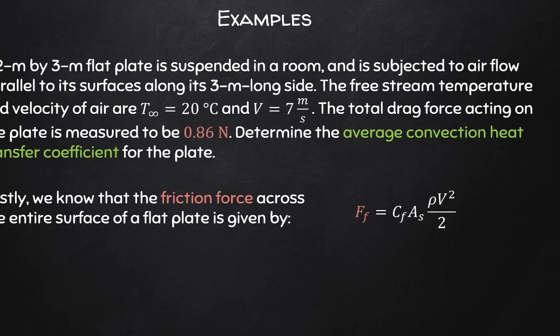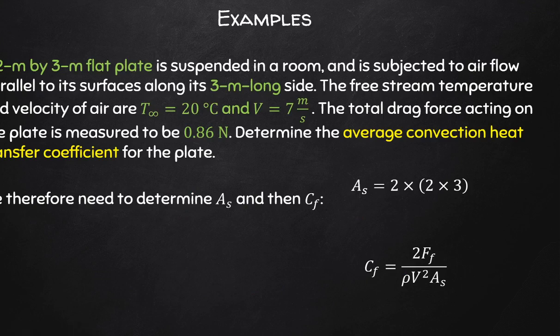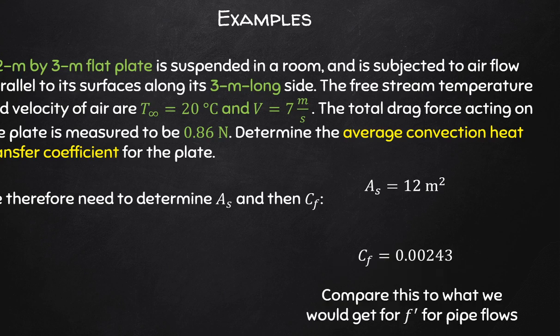For this, we will use the following equation, which is the frictional force, which tells us what the drag force is in terms of the friction factor and the dynamic pressure. And once we know f prime, we can then calculate the convective heat transfer coefficient. So when I say f prime, I mean this average frictional coefficient. The area here is the total area on which the air blows, so it's on both sides, so times by 2, and therefore the area that we calculate is 12, and we substitute in the rest of the values for the friction coefficient, and we obtain a value of 0.00243.